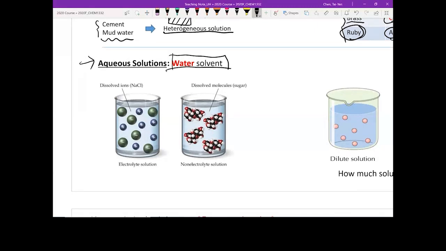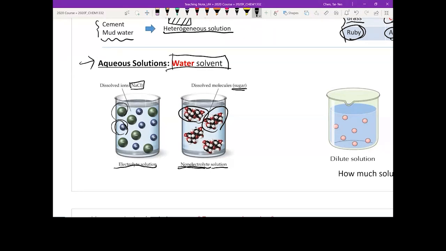For chapter 10, everything we talk about will fall within aqueous solutions, which means the solvent is always water. Depending on the type of solute you have, you can either have an electrolyte solution, meaning the species dissociates when it goes into water so that both anions and cations coexist inside your water solution. For non-electrolyte solutions, all you have is the molecule itself. For example, sugar, once it dissolves in your water solvent, stays in the same form as sugar.